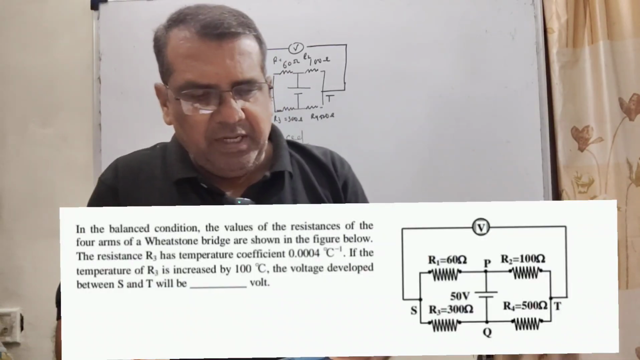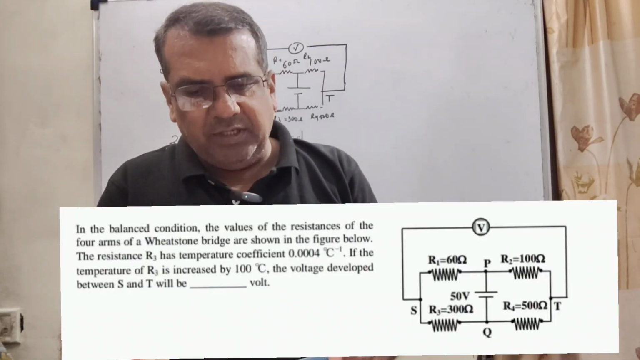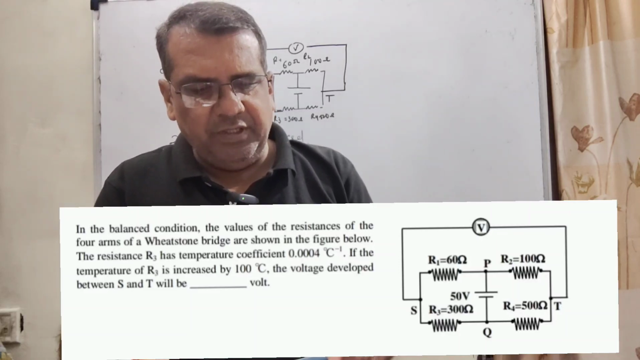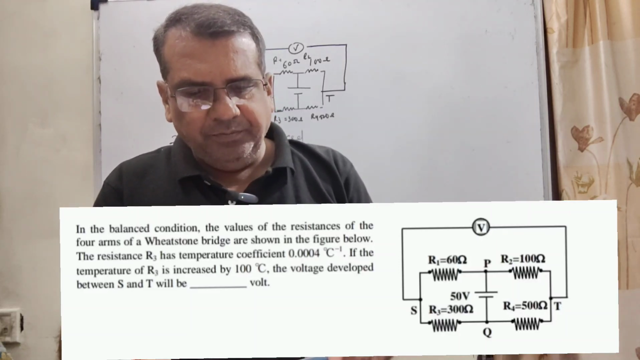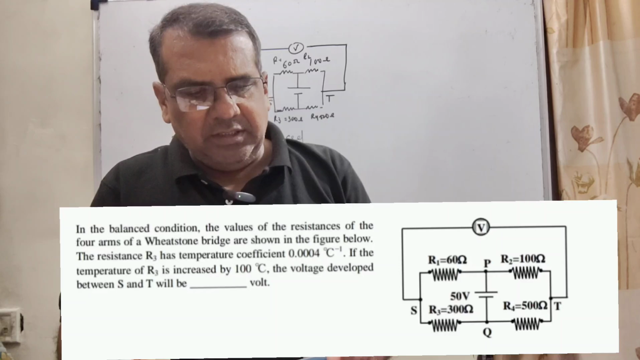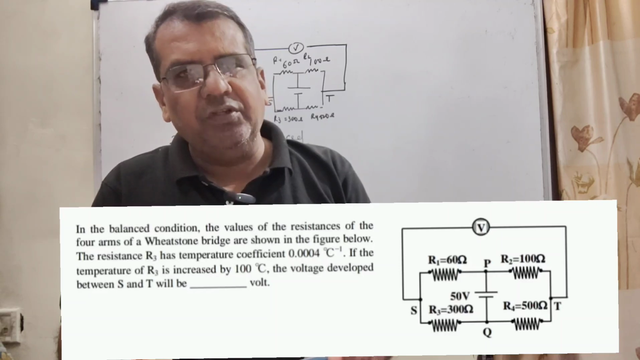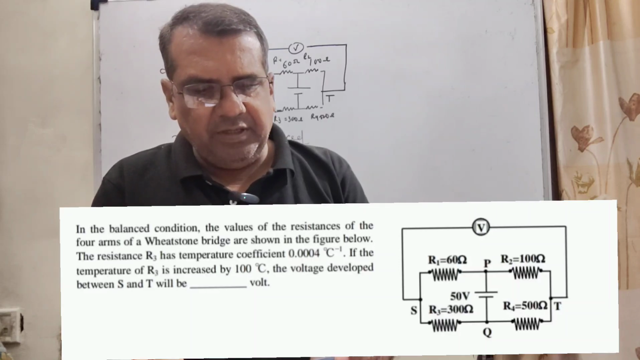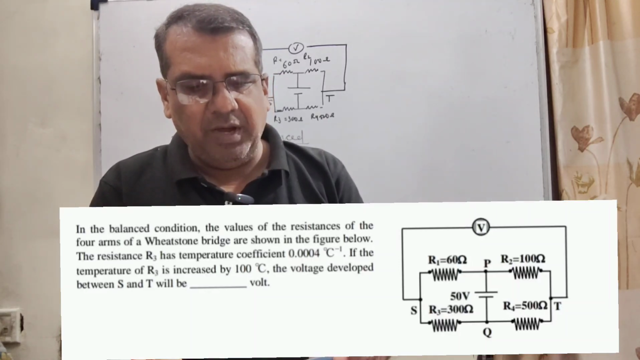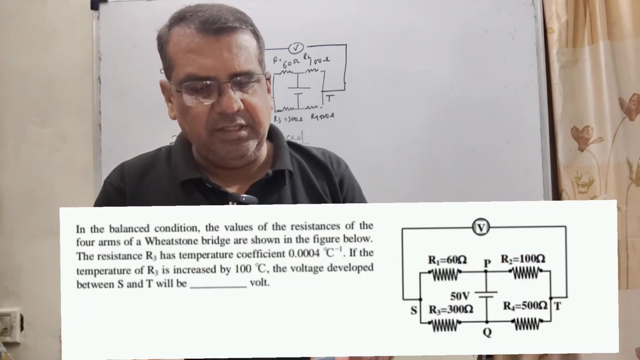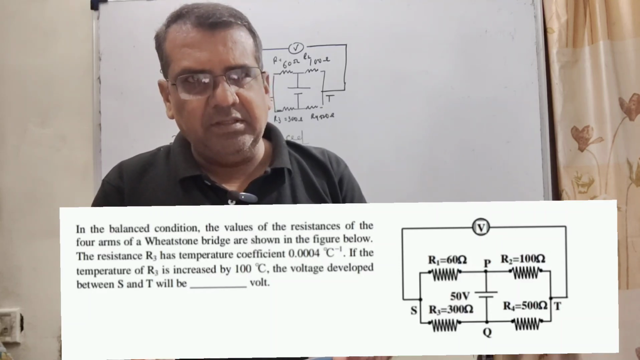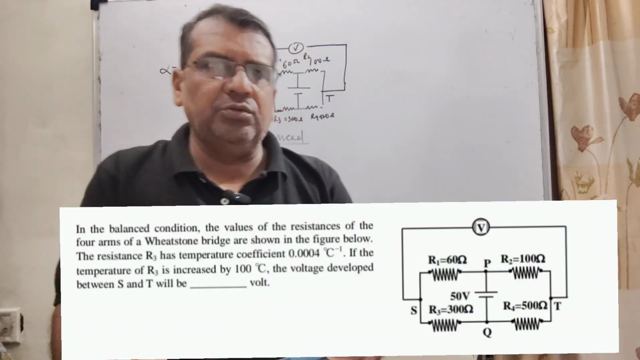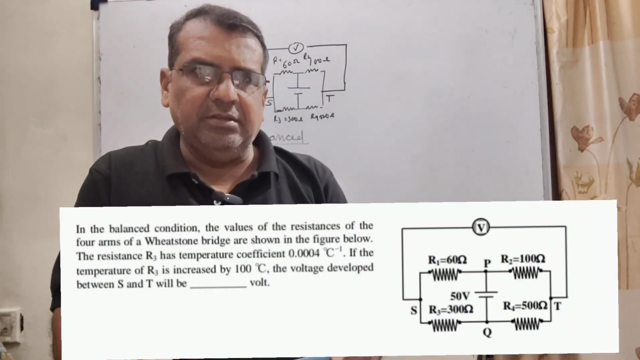Now here is the question. In the balanced condition, the values of the resistance of the four arms of a Wheatstone bridge are shown in the figure. The resistance R3 has temperature coefficient 0.0004 per degree Celsius. If the temperature of R3 is increased by 100 degrees Celsius, the voltage developed between S and T will be fill in the blanks volt. This question was asked in 2020 JEE Advanced.